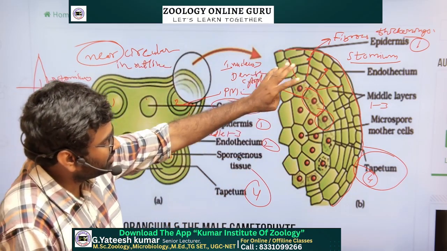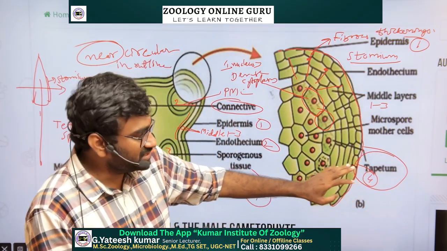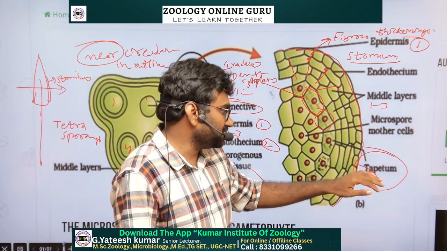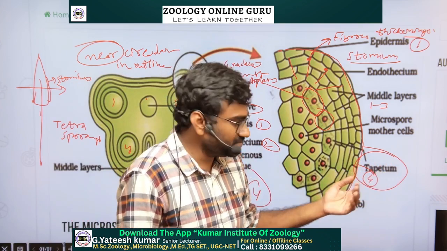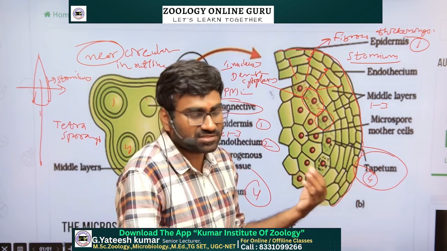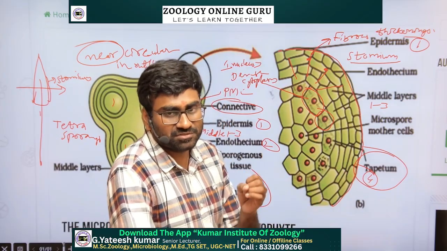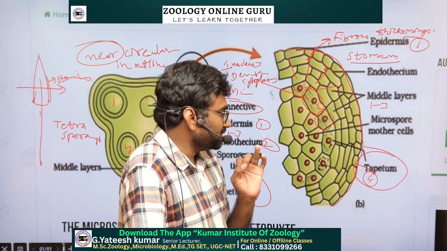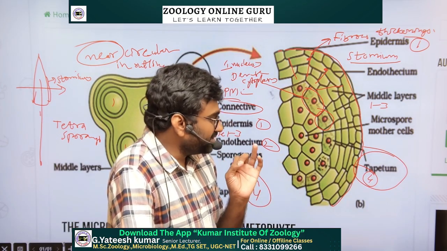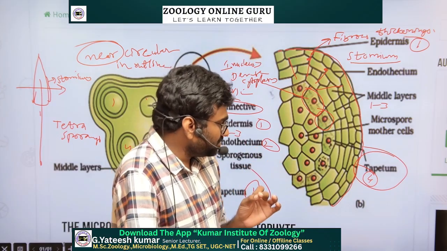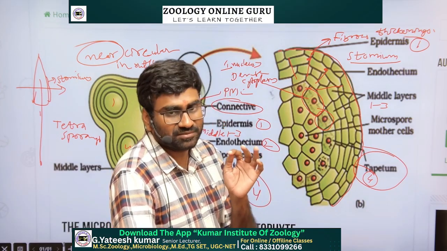You need to remember all the 4 parts: epidermis, endothecium, middle layers, and tapetum. Tapetum is important. Regarding the tapetum, it has been asked many times previously. What is tapetum and what is the importance of tapetum? The tapetum is the innermost layer, also called the nutritive tissue layer, right? Cells are larger, compactly arranged, dense cytoplasm is present, and more than one nucleus is present.